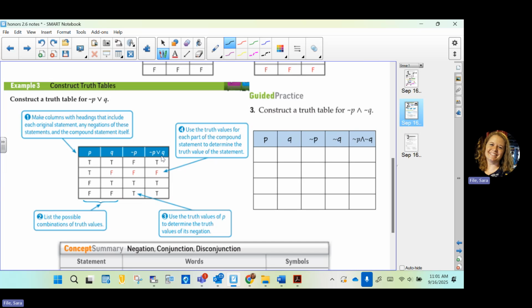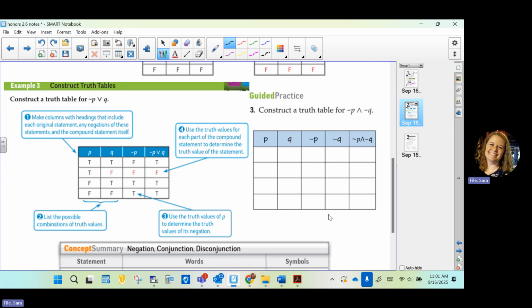And then you look at your and or statement, whatever your compound statement is. In this one, it's an or. So not P or Q. I just need the not P column or the Q column to have a T. So here's the not P, here's the Q. As long as one of these is true, this is true. Here, both were false, so this is false. If one of them's true, then this is true. Are we feeling okay about this?